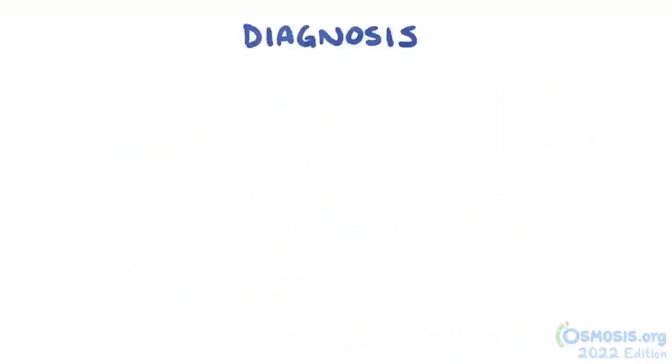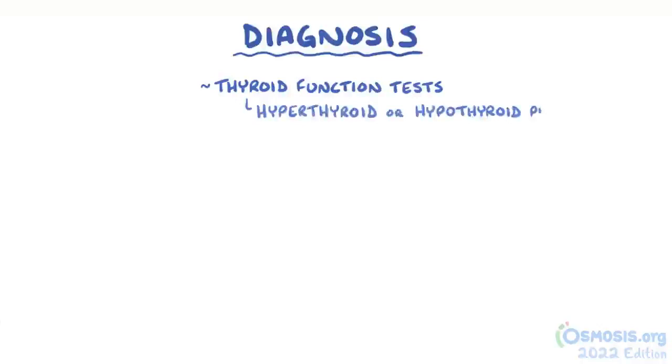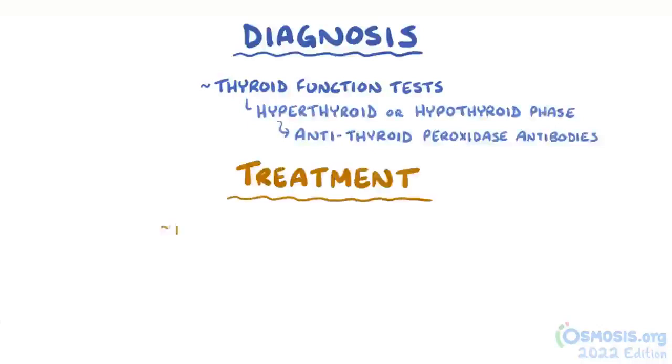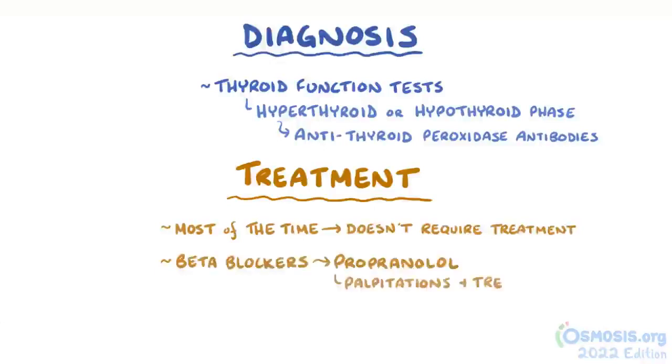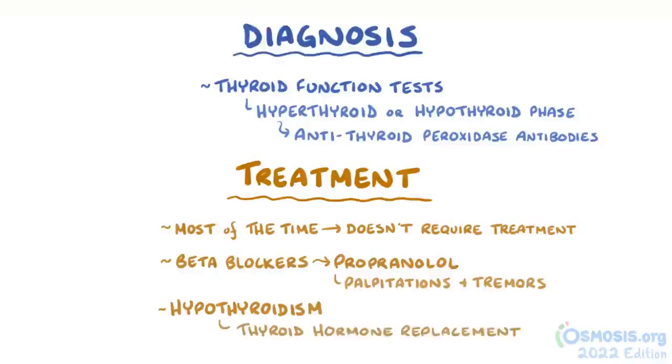The diagnosis of postpartum thyroiditis can be confirmed with thyroid function tests to establish whether someone is in the hyperthyroid or hypothyroid phase, and can be confirmed by looking for anti-thyroid peroxidase antibodies. Most of the time, postpartum thyroiditis doesn't require treatment, but sometimes beta blockers like propranolol can help with symptoms like palpitations and tremors. And in hypothyroidism, thyroid hormone replacement can help as well.